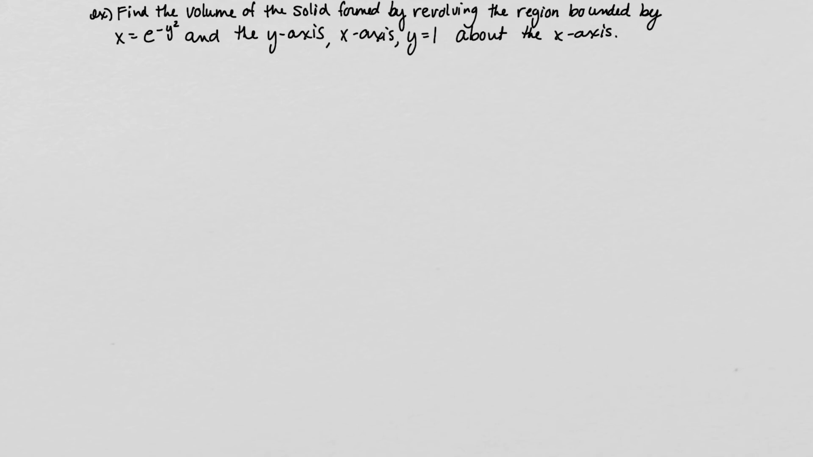It's pretty terrible grammar I got going on in there, right? I really should say the region bounded by x equals e to the minus y squared, the y-axis, the x-axis, and y equals 1. My and is in a really terrible spot, but it is what it is.